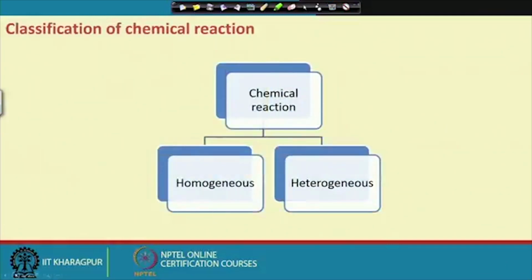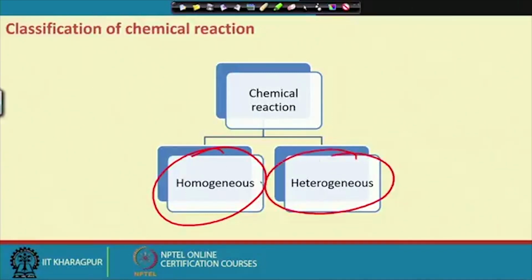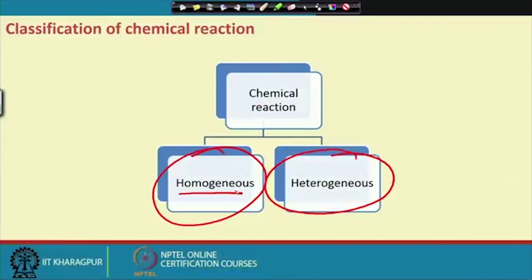Now, chemical reactions can be classified in two different ways. One is called homogeneous reaction, and another we call heterogeneous reaction. Homogeneous reaction means the reaction takes place in one particular phase. So, we have three different phases: gaseous phase, liquid phase, and solid phase. If the reaction takes place in one particular phase, we call it homogeneous reaction.